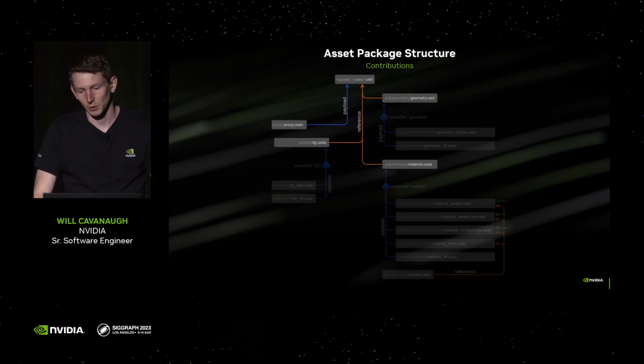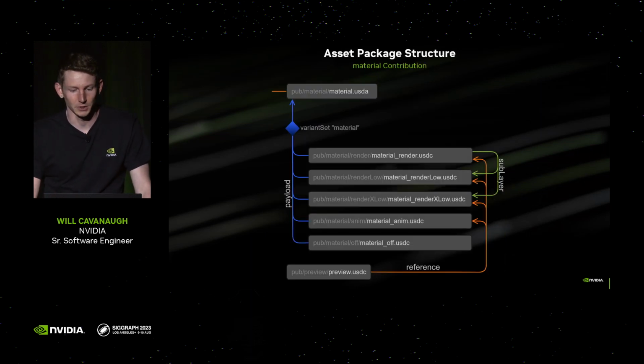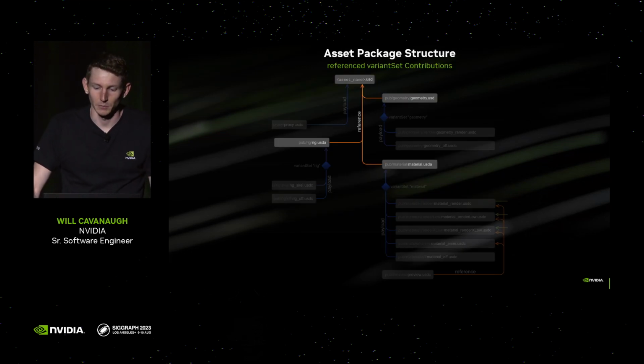And contributions that have multiple options to select from leverage variant sets to author those options. So for instance, the material contribution authors multiple resolutions of renderable materials, an off variant to disable material contributions, as well as an anim variant that allows us to load USD preview surface shaders only, which is what we use in the animation production step. We bring the contributions that author variant sets into the base using the reference composition arc, since this allows us to make variant selections in the consumed asset with payloads disabled, meaning we can interface with a very lightweight asset package, sans payloads, and only load the contribution contents when we need them.